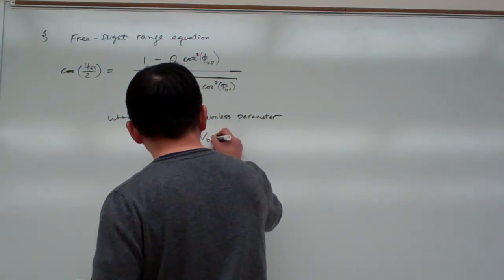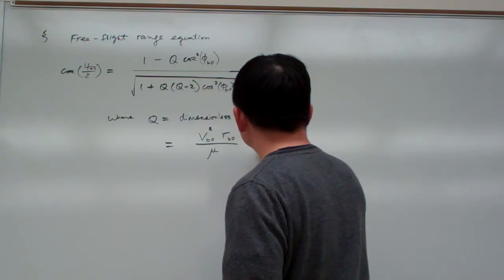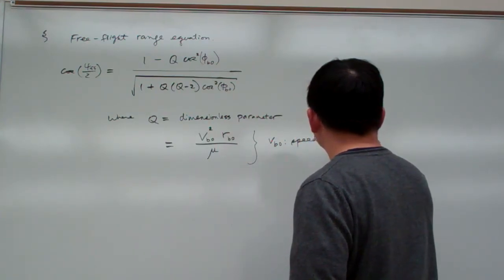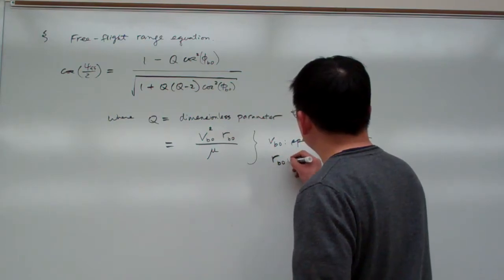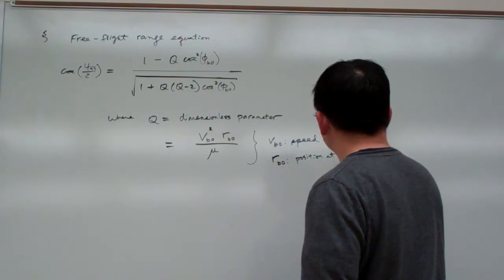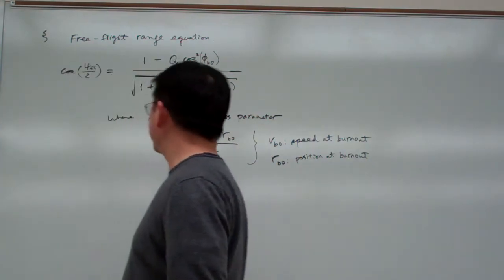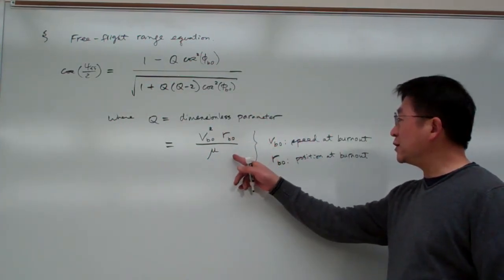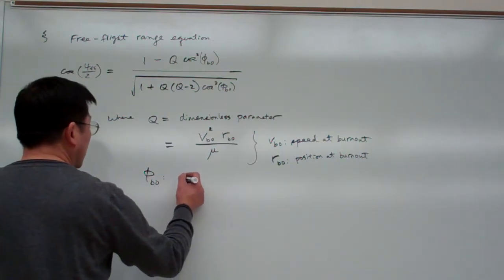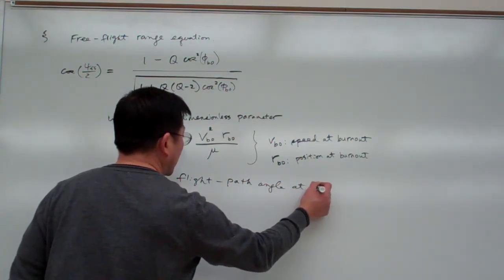Okay, so simply that is the magnitude of the burnout information as we listed here. And Q is a parameter, that is the parameter here. And the VBO is called the flight path angle at burnout.